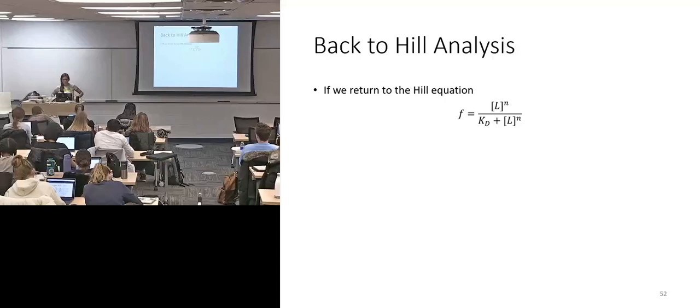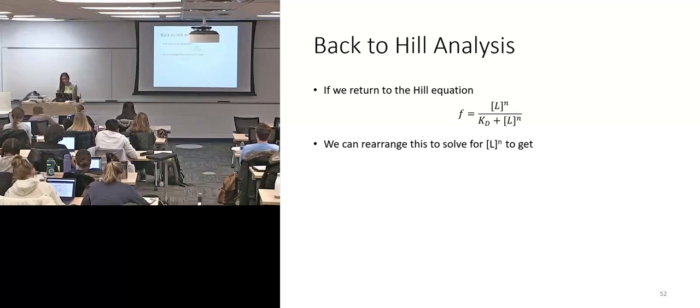If we return to the Hill equation, where fractional saturation was given by the ligand concentration raised to n, the number of ligands that can attach, you can rearrange this and solve for ligand concentration raised to the n. Right, so move the bottom over.